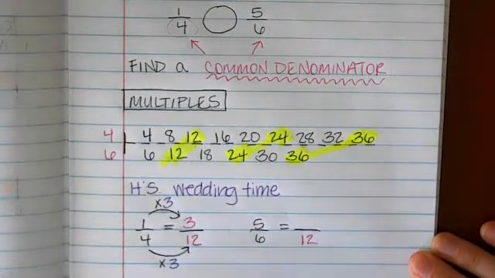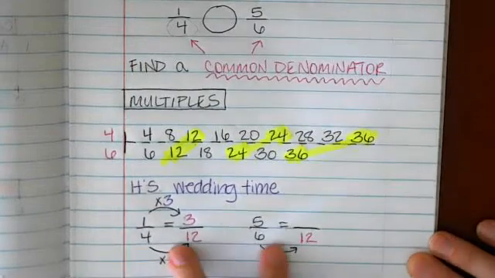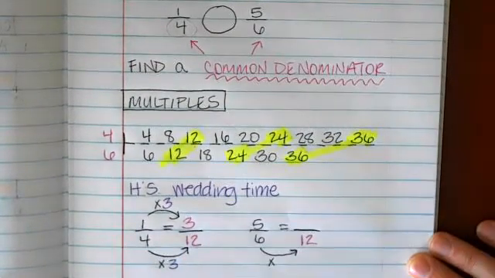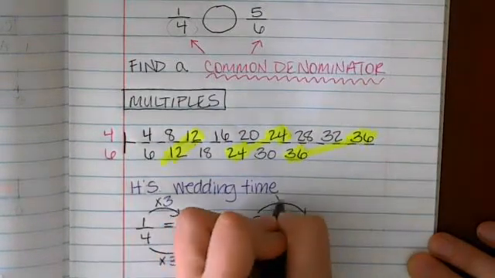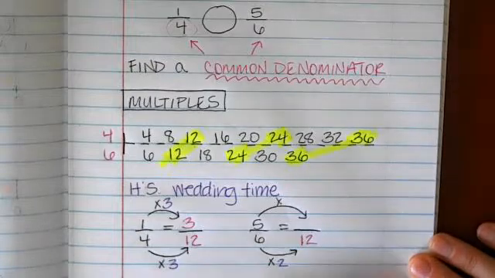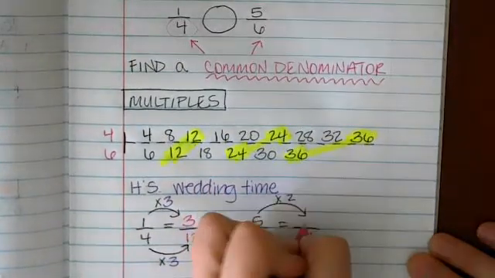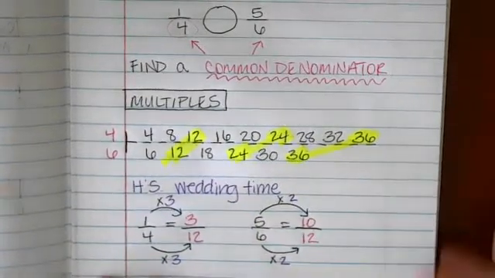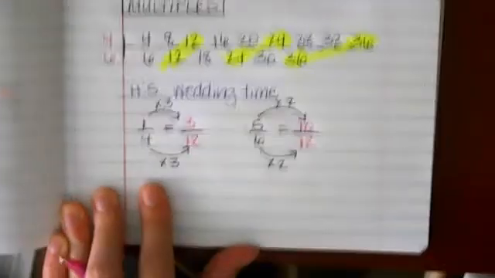Just like over here, I have to find a common denominator. I do 6, and I have to multiply 6 times 2 to get 12. And what I do to the bottom, I must also do to the top. So I multiplied the bottom by 2, so I have to multiply the top by 2. So 5 times 2 is 10. Now I have these two new fractions that are equivalent to our original fractions.